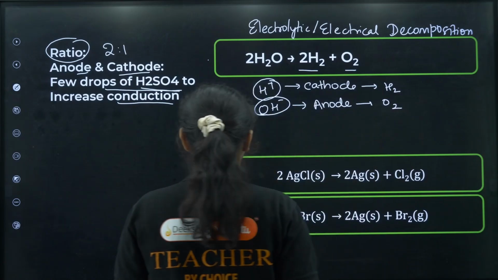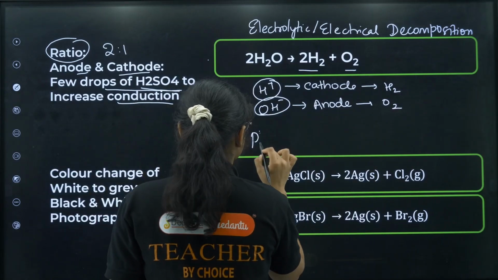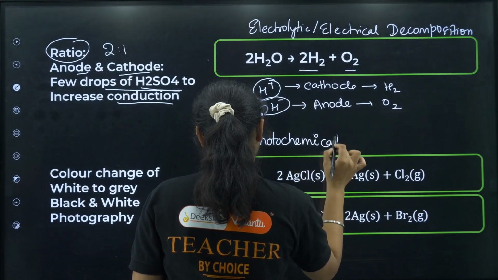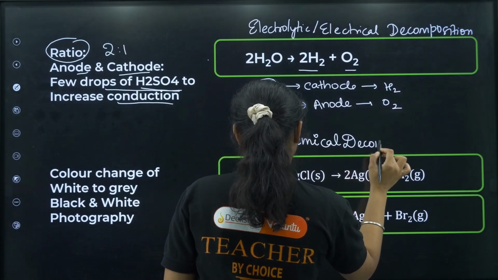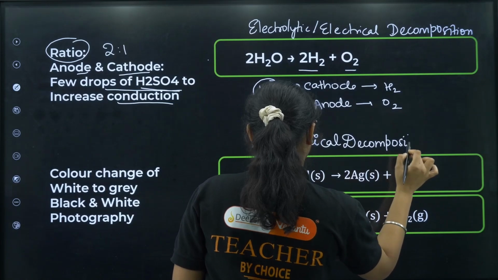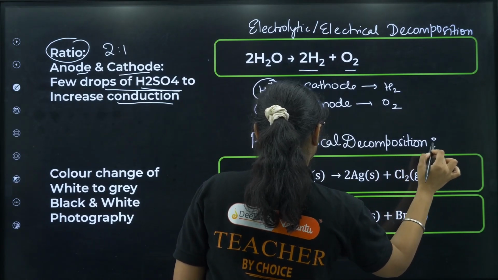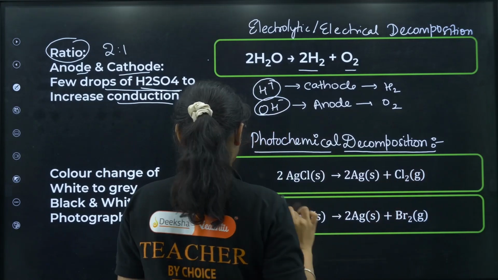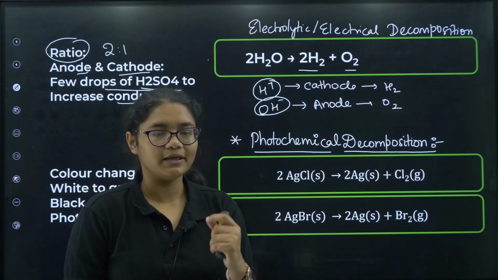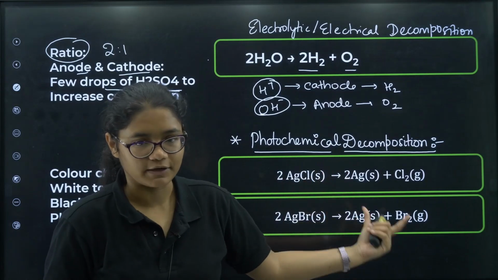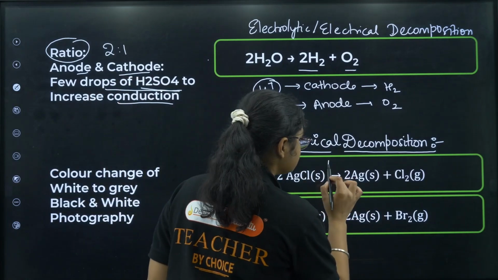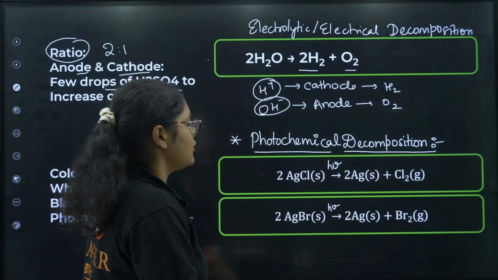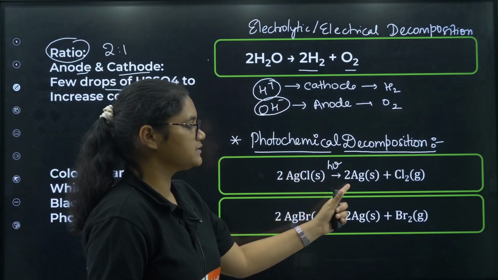Next we have photochemical decomposition. Photochemical decomposition means by using light you are decomposing that particular substance. Using light is represented by H nu, right? You must have studied in physics, H nu is represented. Now AgCl, if you decompose it with light, it becomes Ag2Cl.